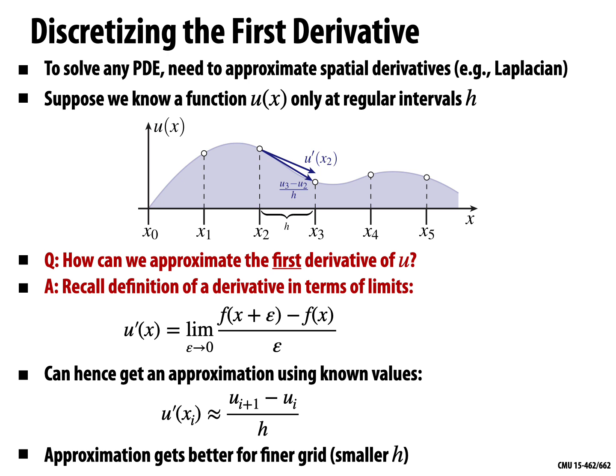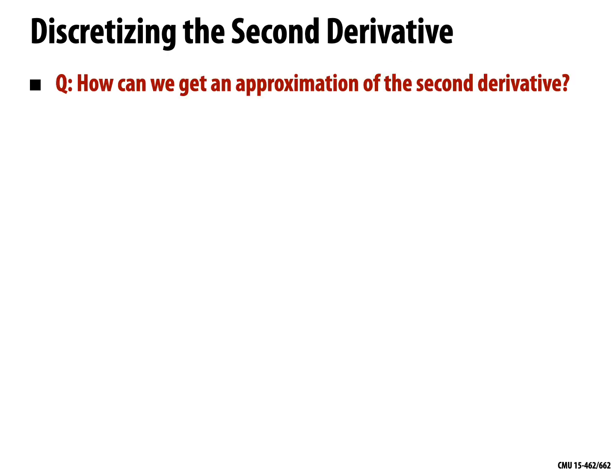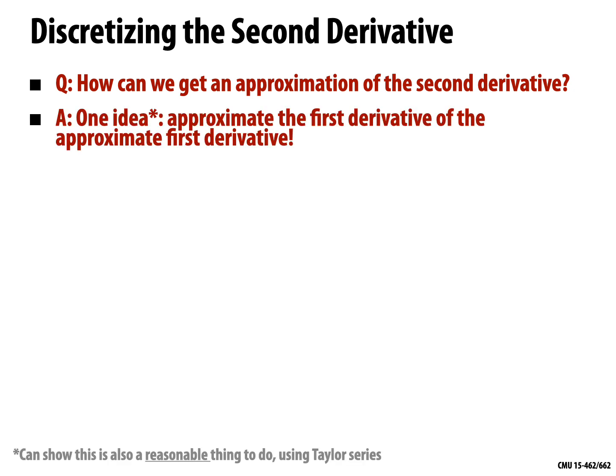Okay? What about the second derivative? We approximated the first derivative. Surely we should be able to do the second derivative. What do you think? Well, one idea is to say, hey, we know how to take a first derivative. We know how to approximate a first derivative. So why don't we approximate the first derivative of our approximate first derivative? Right? We still have sample values at every grid point, so we can apply the same approximation again.